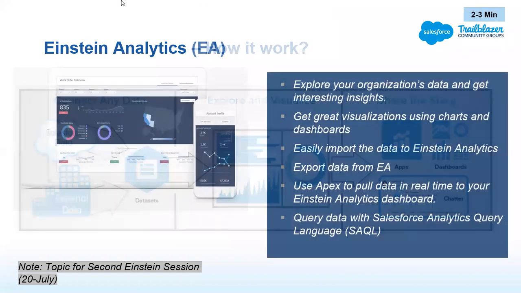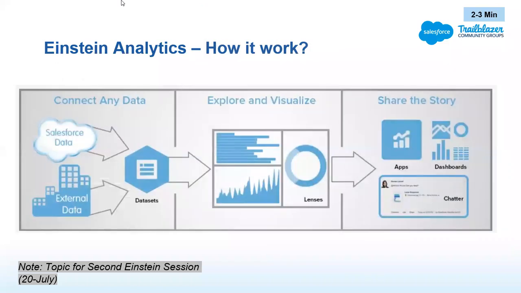Of course, you can create. You can also create lenses. So the way it works is you bring data from Salesforce, you bring data from external sources, maybe from SAP, from other legacy systems, and you create data sets. So you create specific data sets in Einstein Analytics, and with those data sets, you create the lenses. Now, lenses are basically visualization of the data in a data set, right?